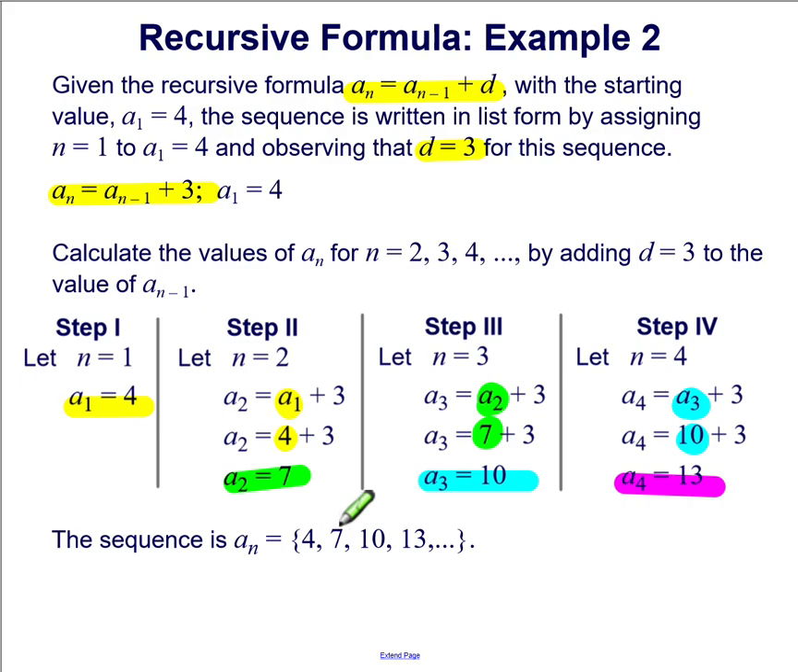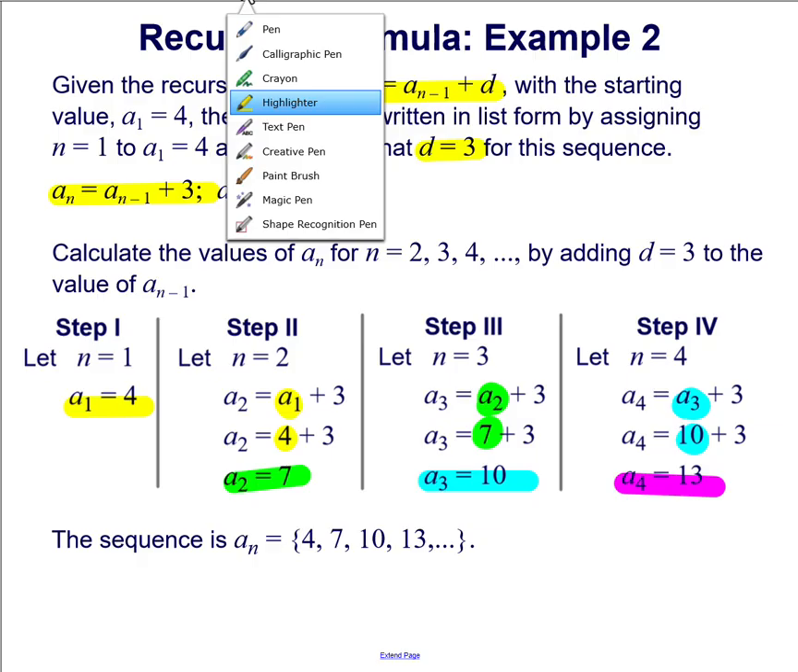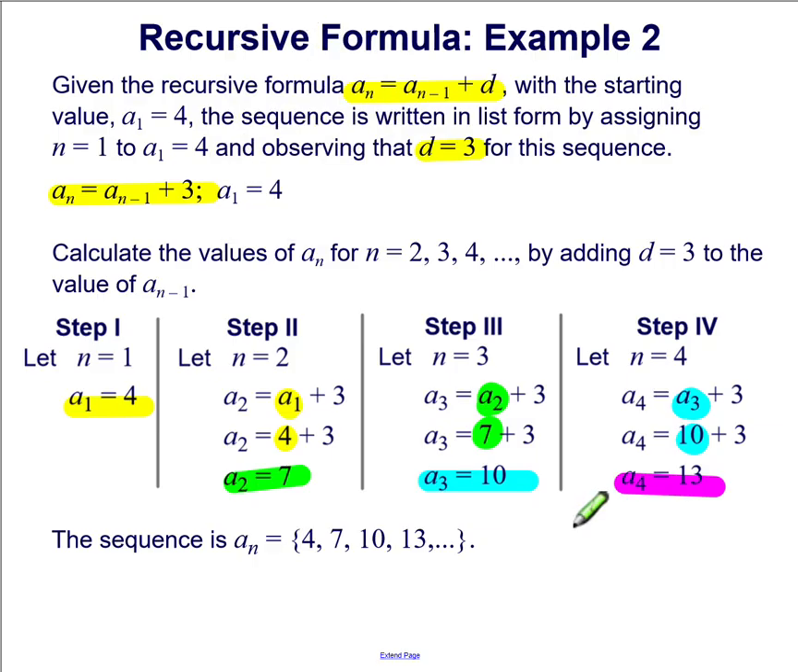The first term is 4, the second term is 7, the third term is 10, and the fourth term is 13. If I want to calculate the fifth term, I would have a sub 5 for the fifth term is equal to the fourth term, a sub 4 plus 3. Well, a sub 4 is 13. And 13 plus 3 is 16. So the next term right here would be 16. And we can continue doing this forever.